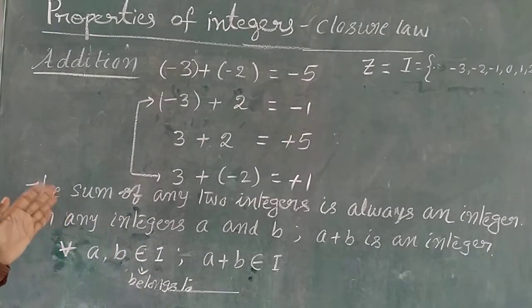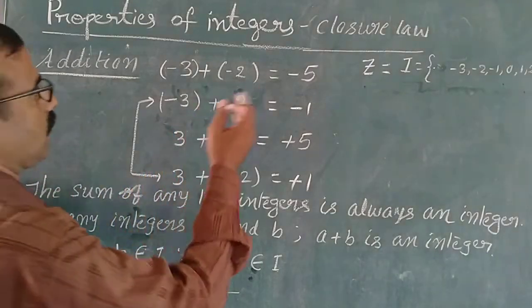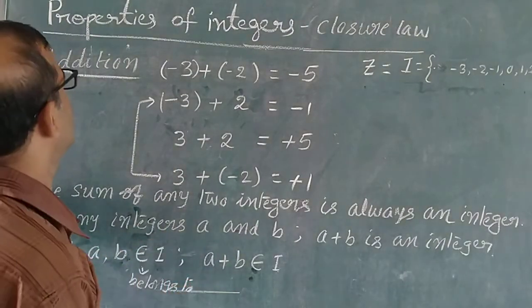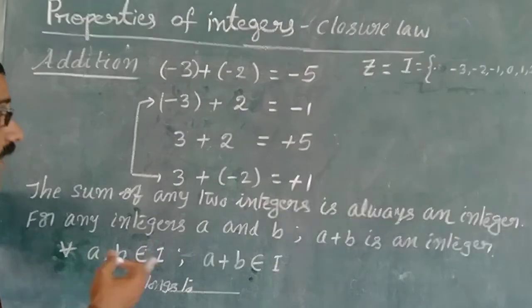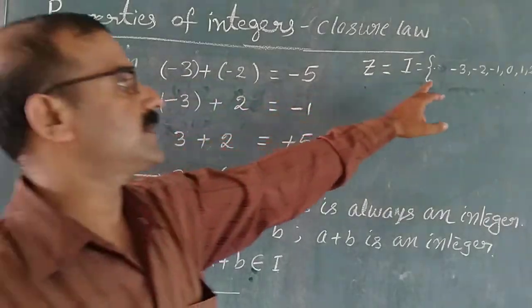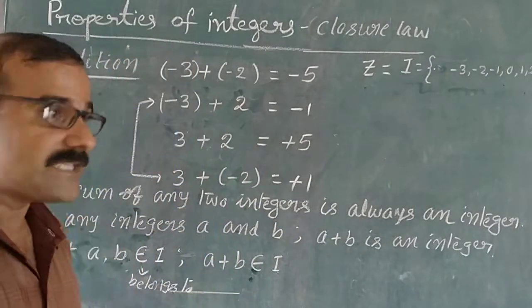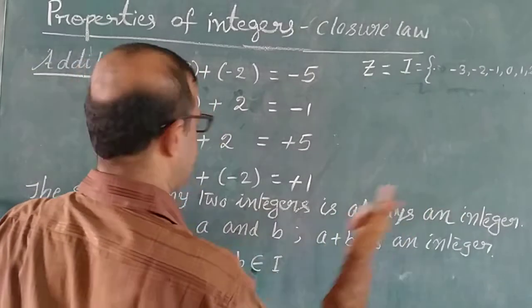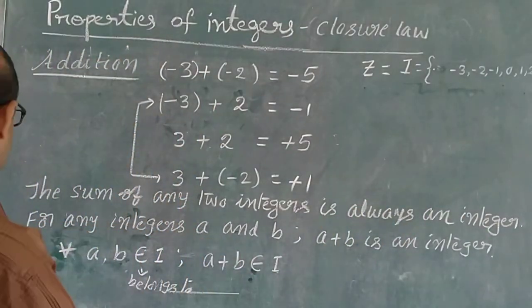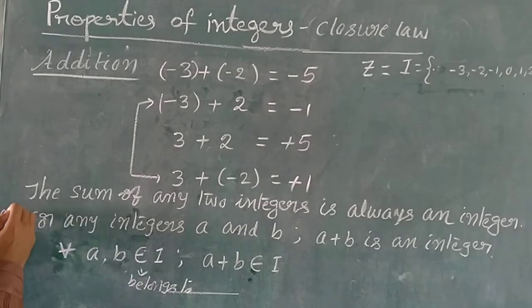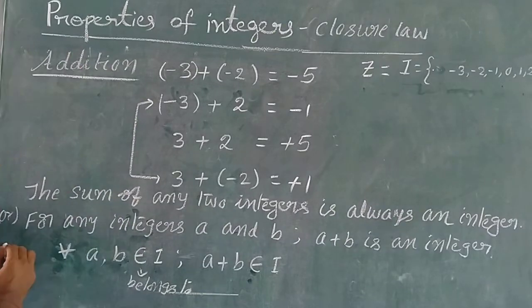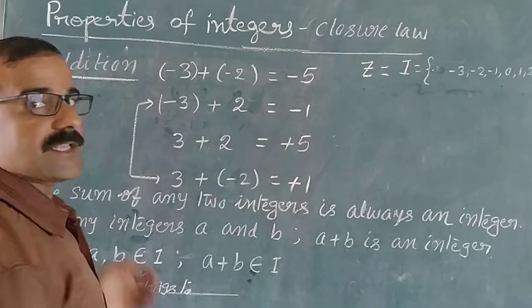So what happens here? The property of integers for closure law with respect to addition is satisfied, because if you add any two numbers from the set of integers, the result is also an integer. That is, the sum of any two integers is always an integer. Otherwise, you can write it in another way: for any integers a and b, a plus b is an integer. Or another way, for all a, b belongs to I, a plus b belongs to I.